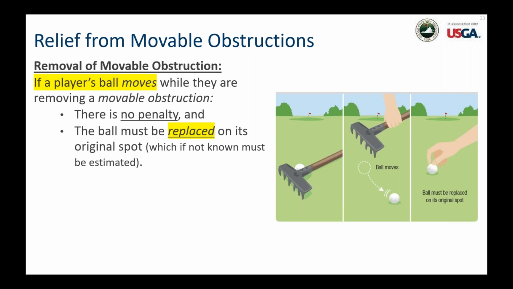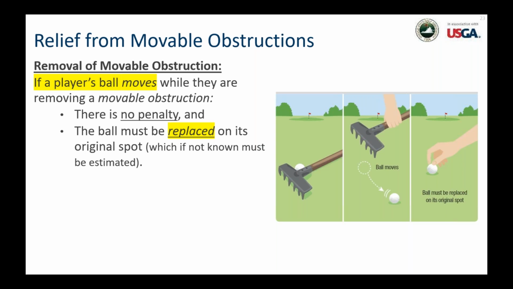I think one thing to point out real quick is the loose impediment penalty versus the movable obstruction. That loose impediment is natural. It's meant to be on the golf course. So the rules and its premise want you to play the ball as it lies.